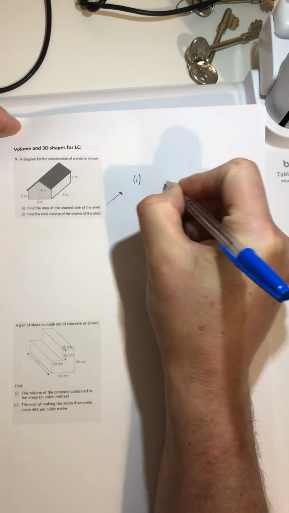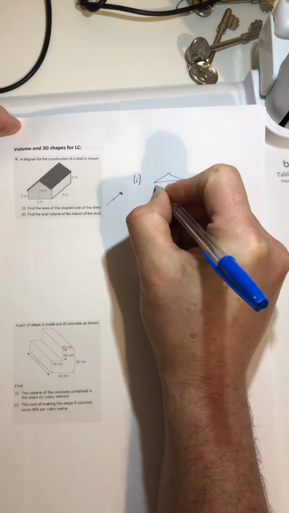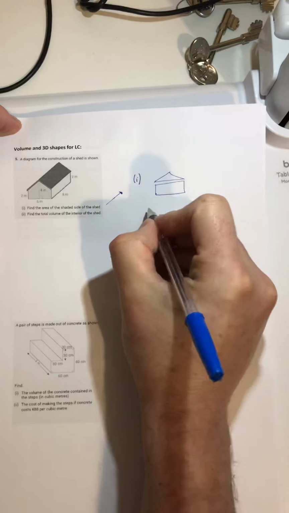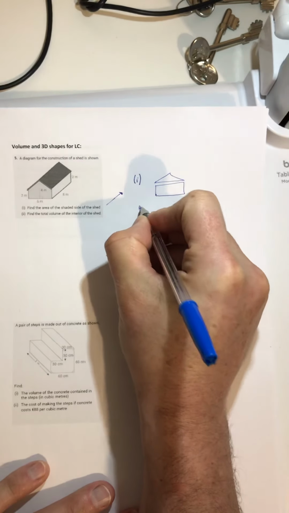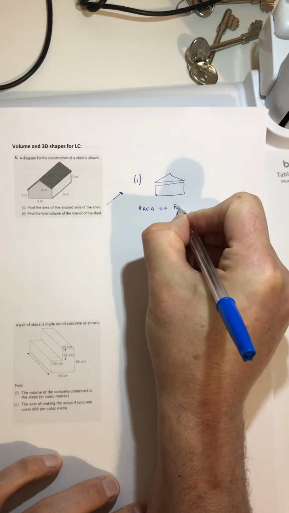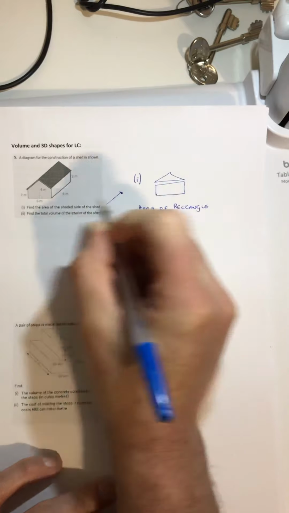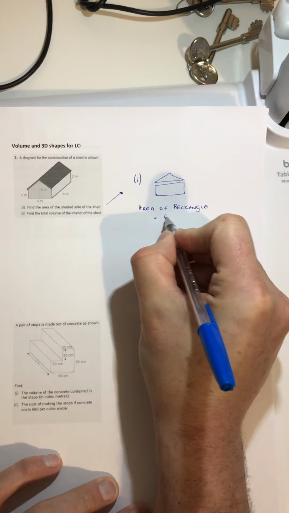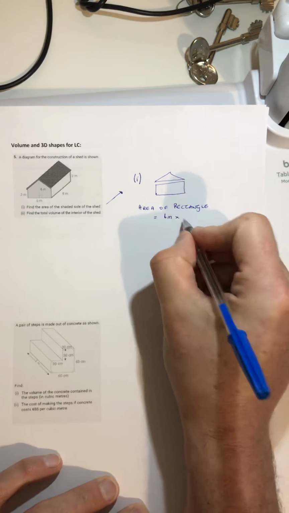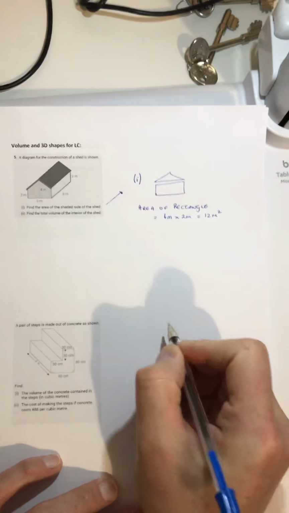The area is made up of a triangle on top of a rectangle. Okay, so how do we find the area of a rectangle? The area of the rectangle is equal to 6 meters by 2 meters, which is equal to 12 meters squared.